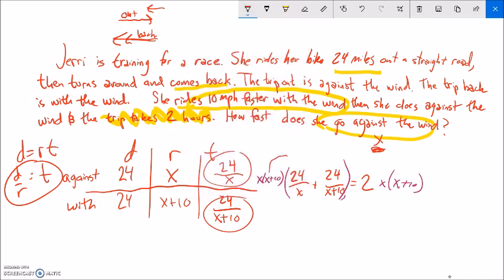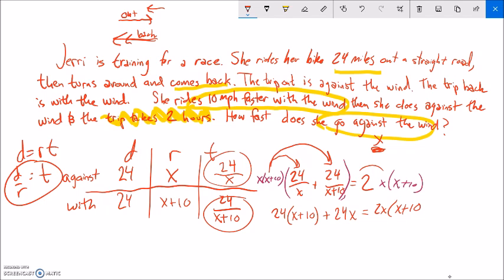I'll do that. This gets distributed to here. In this case, the x's would divide out. So I have 24 times x plus 10 plus, and when I distribute it to this, the x plus 10s cancel out, 24 times x. And that's equal to, notice this is a 2x, so it's 2x times x plus 10.